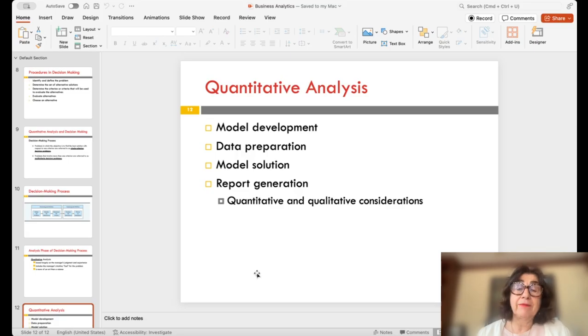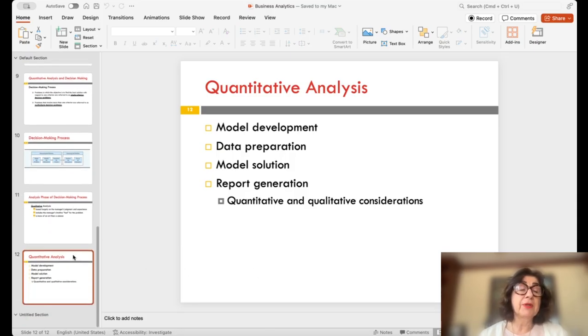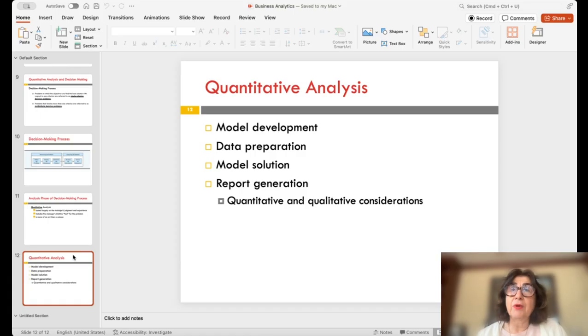In here, we also have steps. There is a model development. Then we have to prepare our data, and we have to apply that model to the data to come up with the solution. And finally, we have to generate that report, which is going to include quantitative and qualitative considerations to present to our superiors, supervisors, executives, and that will help them understand the problem and how we came up with the solution to that problem.